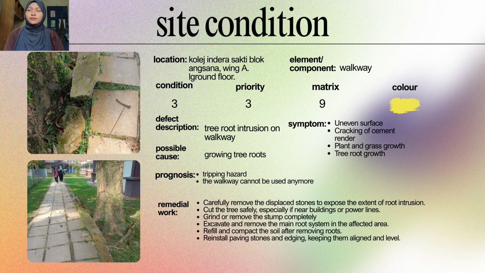Next is site condition. This defect was found in College Indra Sakti, Block Angsana, Wing A, ground floor. The element is walkway. Condition of this defect is 3, urgent. The priority is also 3, urgent. The metric is 9. Color is yellow, which is fair. Defect description is root intrusion on walkway.